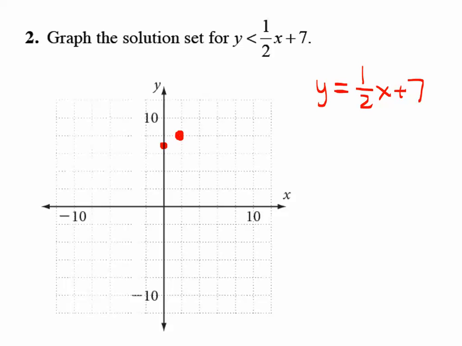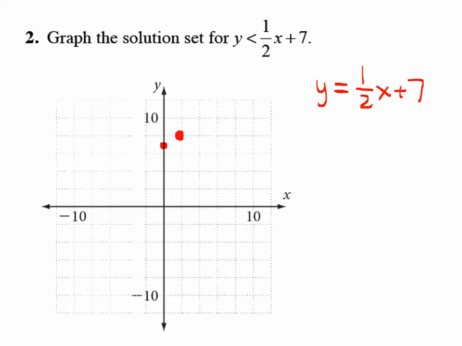I'll let you guys catch up here a little bit. Ask me the questions if you need to. Okay, so you went up to the 7 and then you went up 1/2? So I went up 1 and then I went 2 to the right because it's rise over run. That's right. So this controls the y values, this controls the x values. Good. Okay, solid line or dashed line?